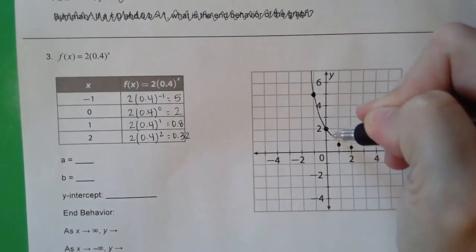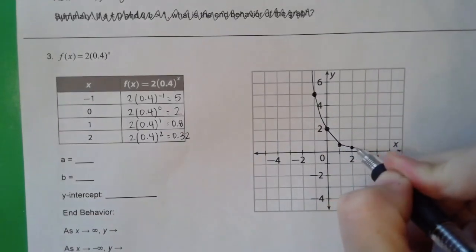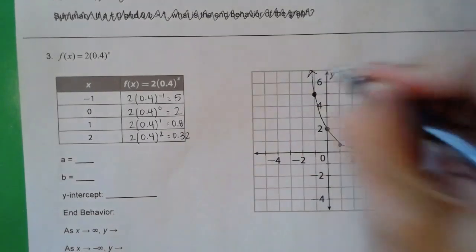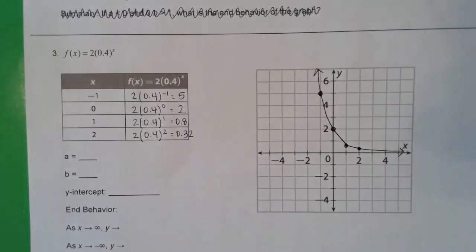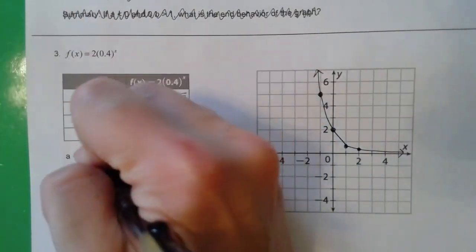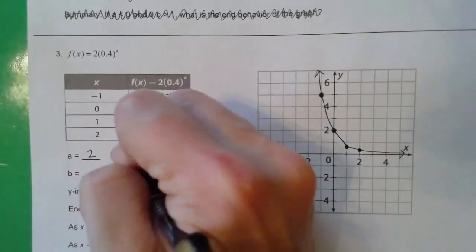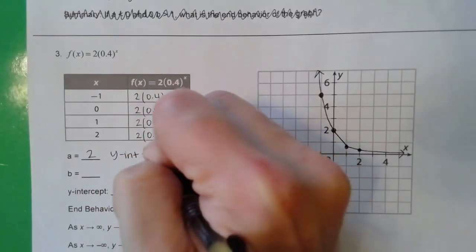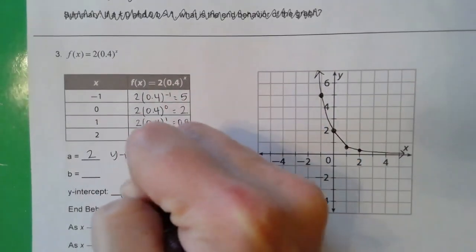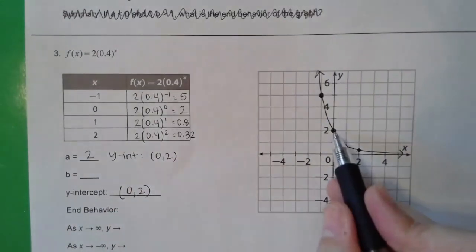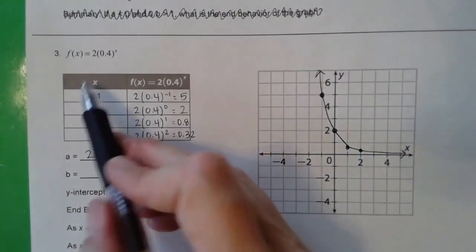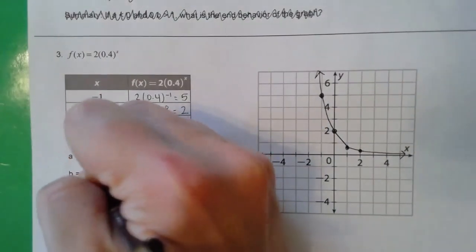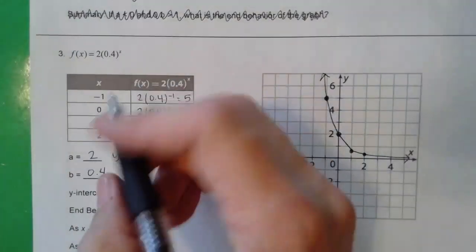And so for this one, here's my smooth curve. My a value is the number out in front of the parentheses, so my a value on this one is 2. That means that I also know that my y-intercept is the point (0, 2), that's where it crosses the y-axis. My b is the number inside the parentheses, and so for this one, it's 0.4.